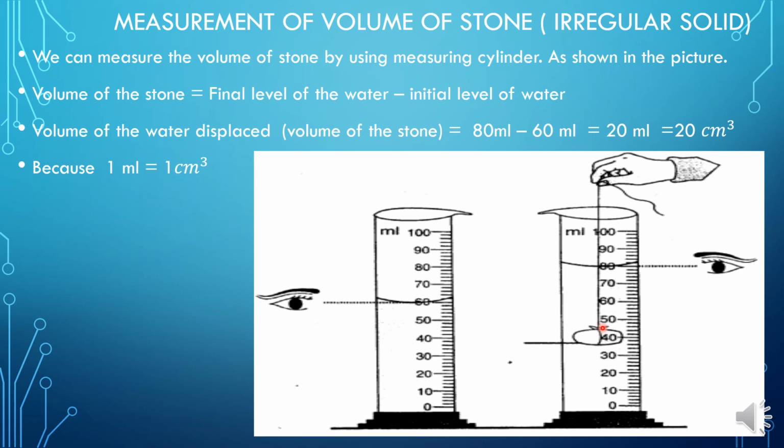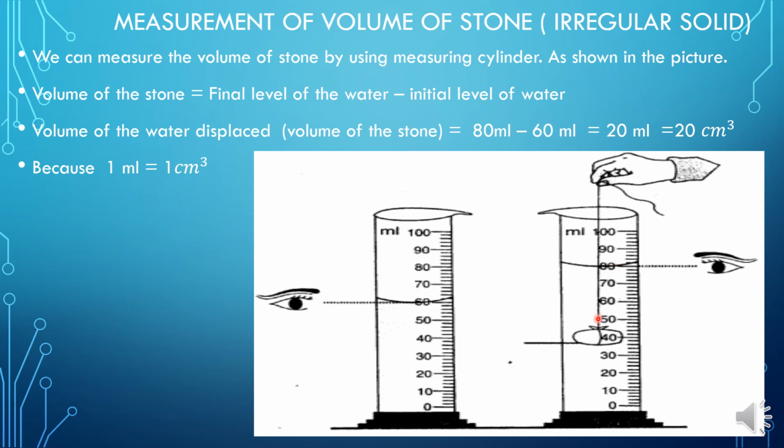Its volume increases. Whose volume? The liquid's. The liquid volume is fixed, so why is it increasing? It is increasing because the stone is immersed in it. So the stone displaces the water equal to its own volume. It increased from 60 ml to 80 ml.